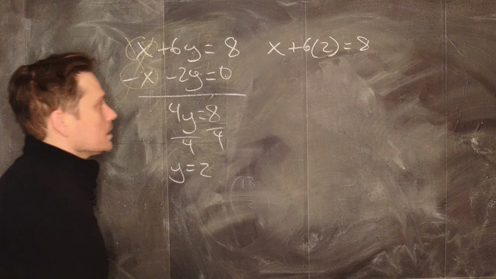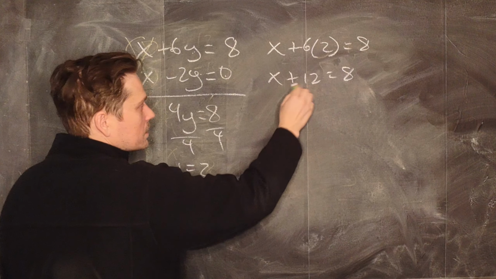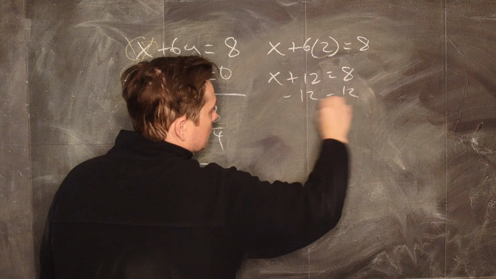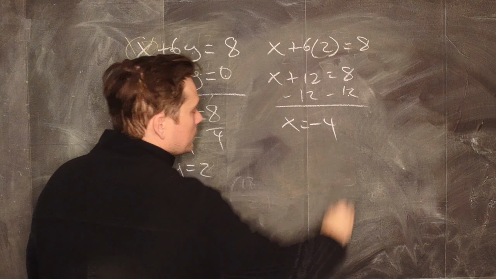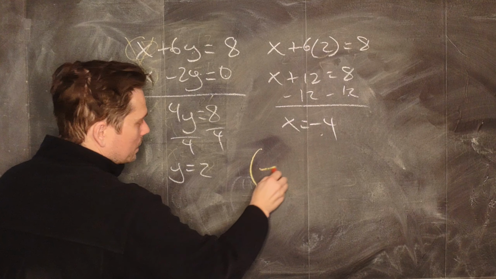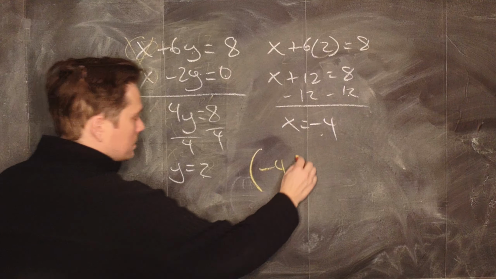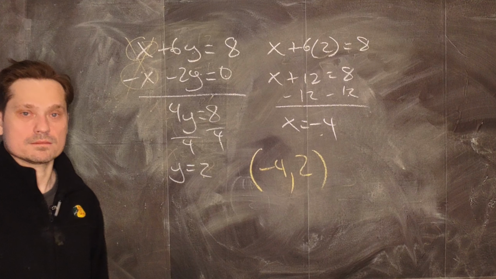So you're going to have here x plus 12 is equal to 8. Subtract 12 from both sides this way. So x is equal to 8 minus 12, which is negative 4. And therefore, the solution to the system is this entire object, the negative 4 with the positive 2 for y. So the solution is negative 4 comma positive 2.